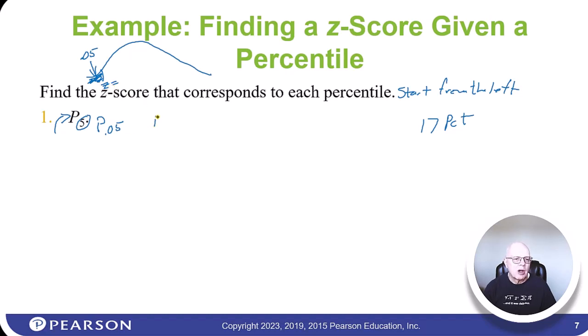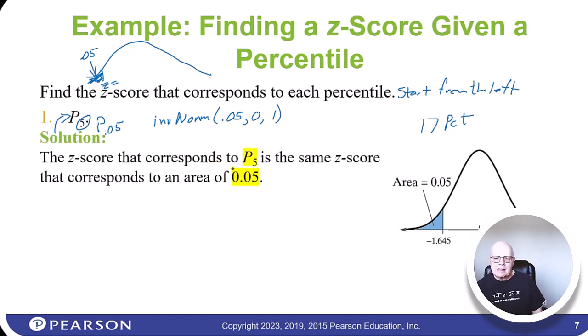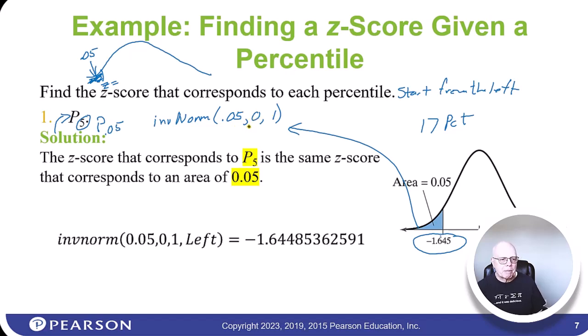So we're going to go back to inverse normal again, because we're working in the opposite direction. We put the area first, 0.05. That's not much of an area considering the whole thing is 1. We want a z-score, so 0 and 1 goes there. And here's our z-score. The one we get from using inverse normal with 0.05 for an area, 0 and 1 to tell us we're working with z's. And that's what your calculator should look like.